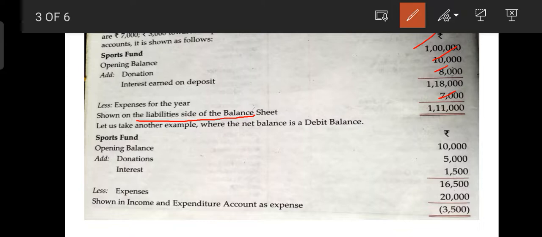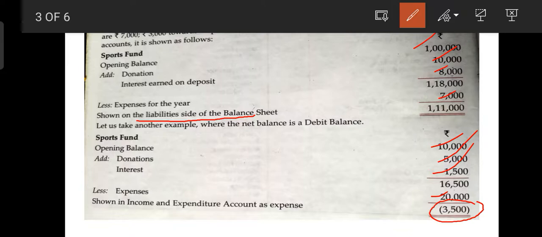Okay, let us consider another example. You have a sports fund of 10,000 rupees and you have a donation, which is a receipt of 5,000 rupees. Then you have an interest of 1,500 rupees, and you will get a total of 16,500. From that you have expenses of 20,000 rupees. From this itself, it is clear that your expense is greater than the fund created, the sports fund. So you have a shortfall of 3,500 rupees, an excess of expenses over the sports fund.